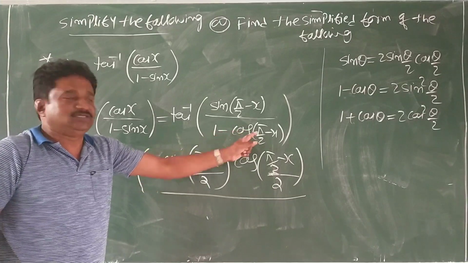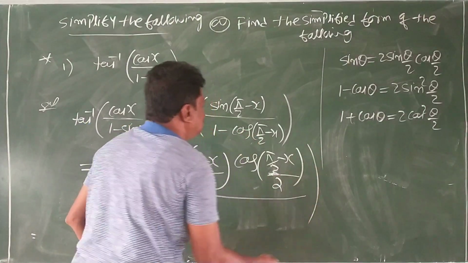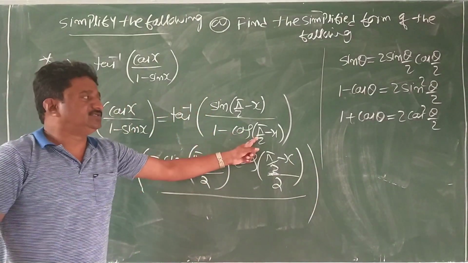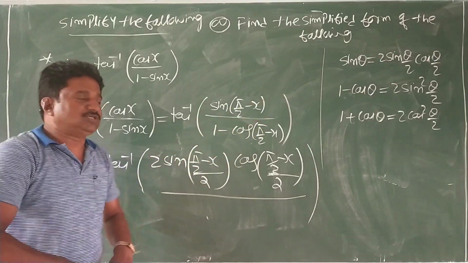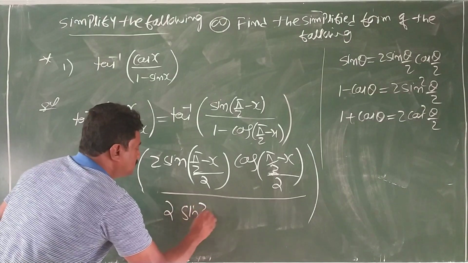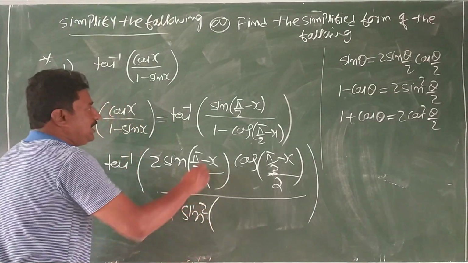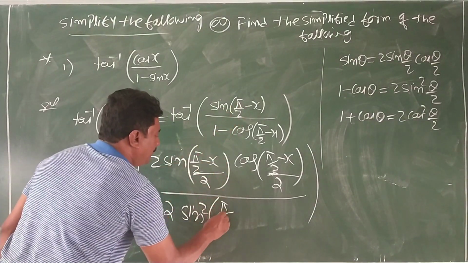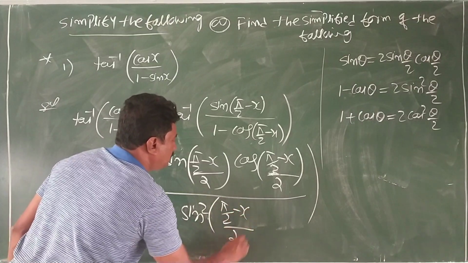Come to the denominator. Clearly in the denominator we have 1 minus cos theta. What is 1 minus cos theta? 2 sin square theta by 2. Theta means pi by 2 minus x, by 2.